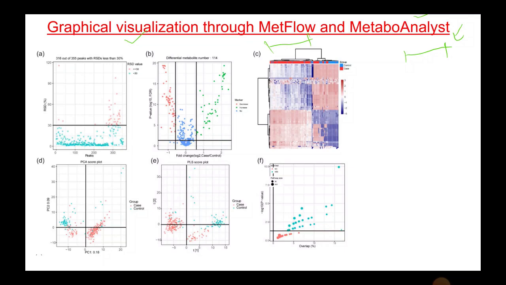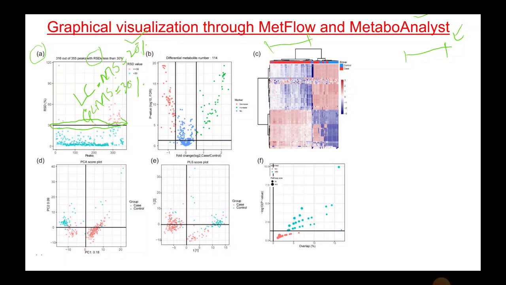As you can see, the first figure is representing the RSD, that is relative standard deviation. In LCMS and GCMS, we use a 20% selection criteria for LCMS and 30% for GCMS. This is the selection criteria, here are the peaks, and here is the relative standard deviation percentage for metabolites. And here is the volcano plot.